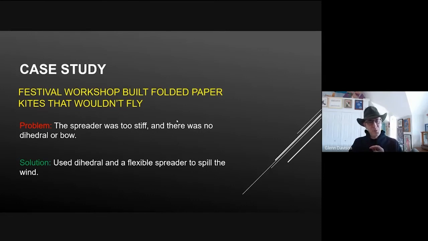But these wouldn't fly. I didn't see any of the kids' kites that had made this workshop kite flying at all. The problem with that was the spreader that they're using was too stiff, and they had no dihedral or bow at all. They just had a flat back where the spreader on the back was just too stiff. So the solution was either bend the stick on the back or use a more flexible spreader. I recommended coffee stirrers because they have just a little bit of bend to the plastic and they would spill the wind better.